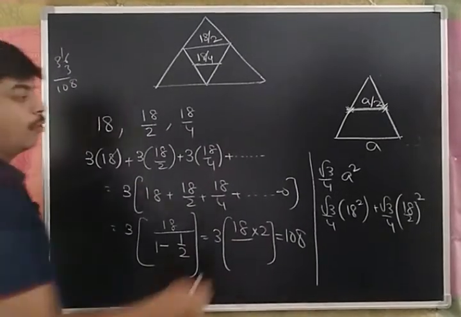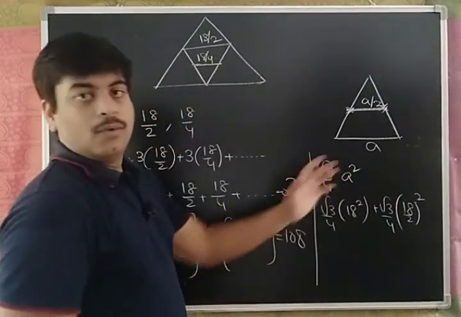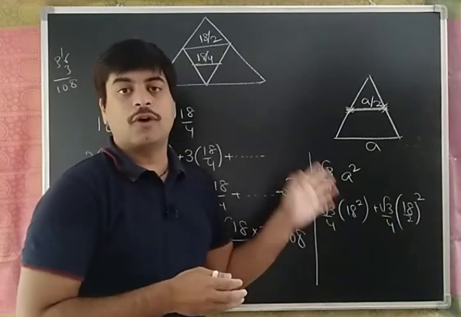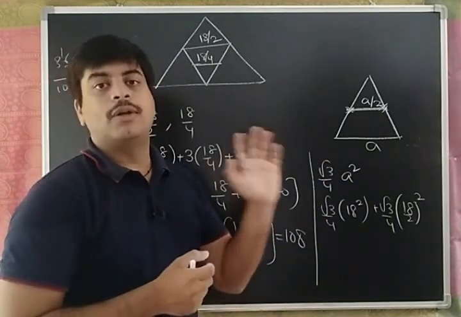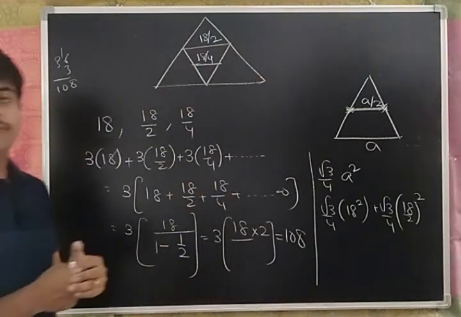You proceed from here and try to find, if this is the first element, what is the common ratio? Write 2 or 3 more steps, then you will understand what the common ratio is. Even that forms a geometric progression and you can find the sum of all the areas. Alright, so this is about the sum to infinite terms.